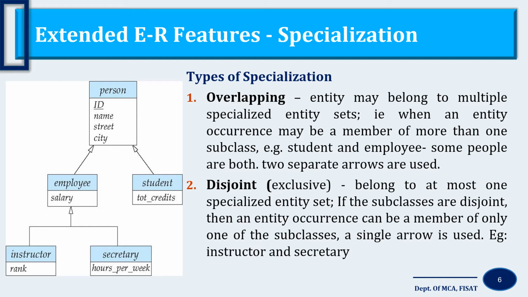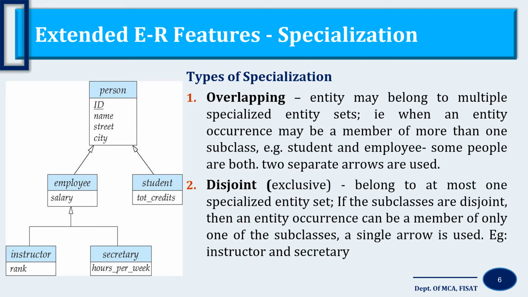We'll be having two types of specialization, overlapping specialization and disjoint specialization. Overlapping means the entity may belong to multiple specialized entity sets. That is, when an entity occurrence may be a member of more than one subclass. The person may belong to either student and employee. Some people may belong to both. Some of the employees are students or some of the students are employees, right? So that means we'll be having an overlapping specialization.